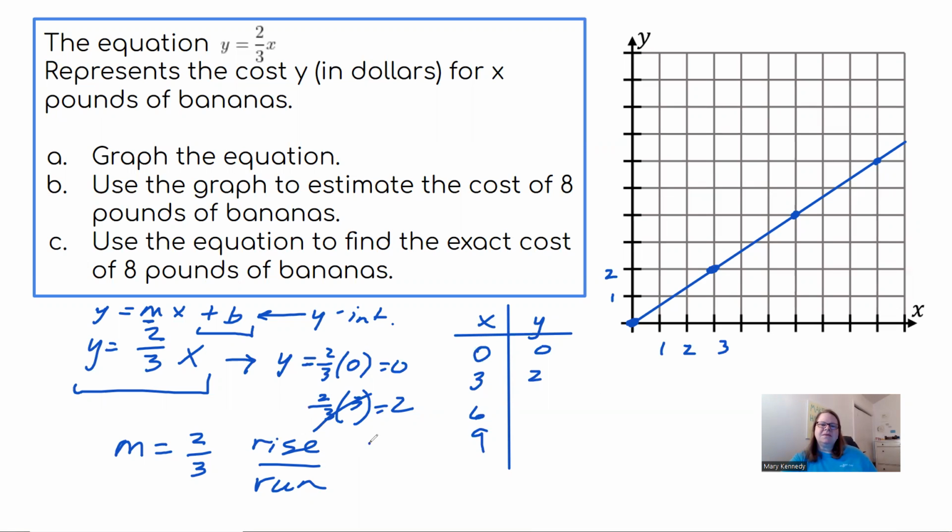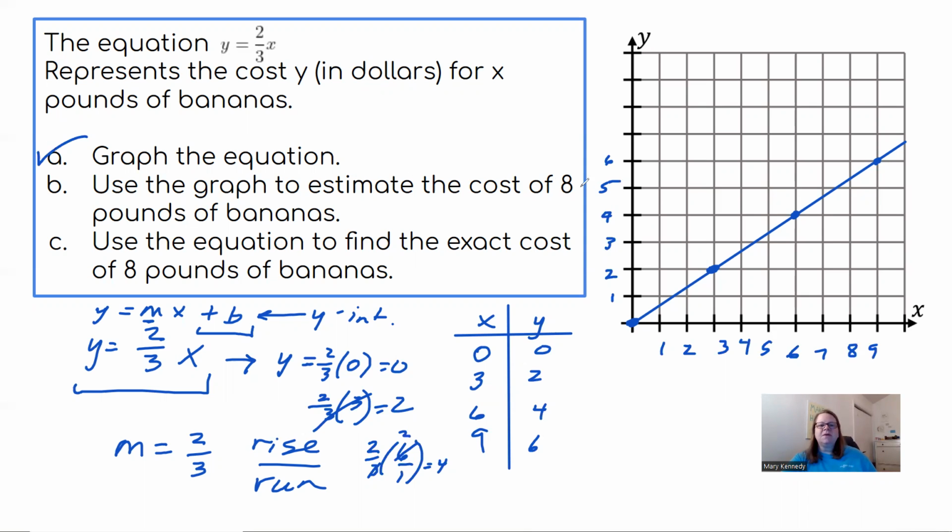At 6, let's see, 2/3 of 6. Oh, that's going to be 4. So at 6, we should be up 4. 6, 4. There's our point. And then 9, 2/3 of 9 is 6. And so at 9, we're up at 6. So it works out nicely. There's our coordinate point. Okay, so we've graphed the equation.